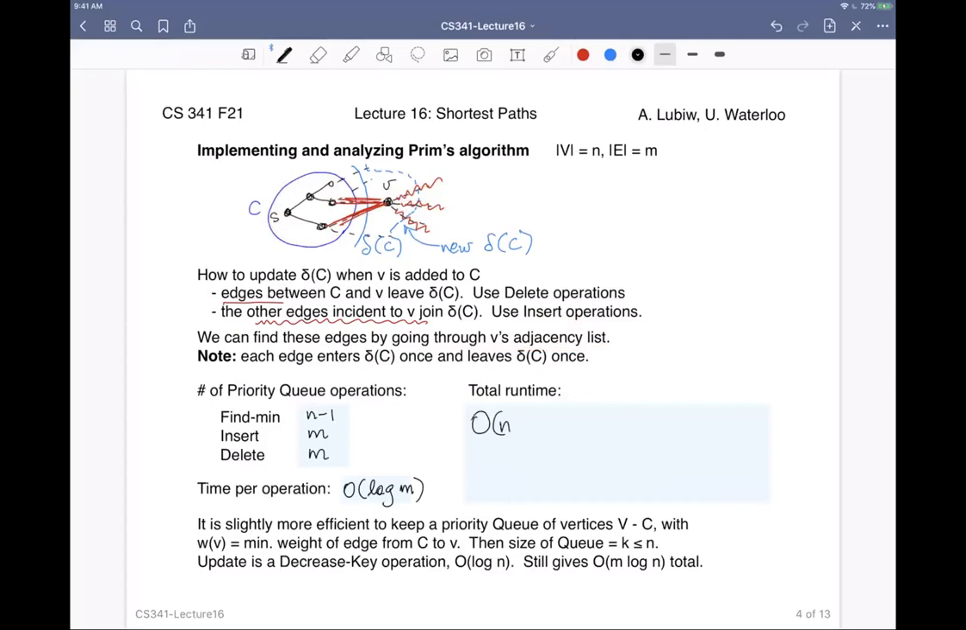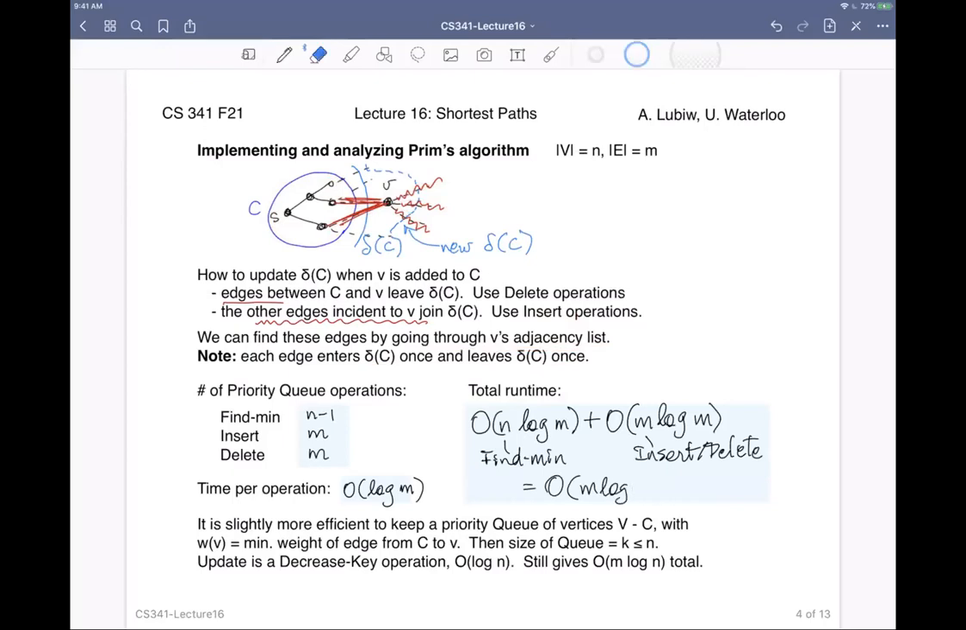So the total runtime is going to be order n, this is for the number of finds, times log m per operation. So this is the find min. Plus my inserts and deletes, there are m of them, and each one costs log of the size of the priority queue. I should write that these are for the inserts and deletes. And altogether, this is giving us a runtime of order m log n.